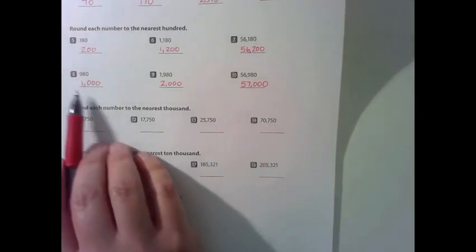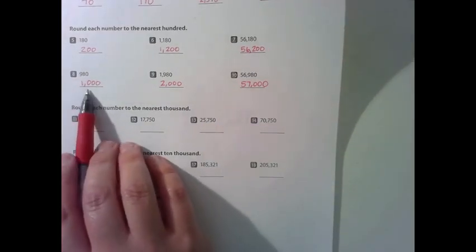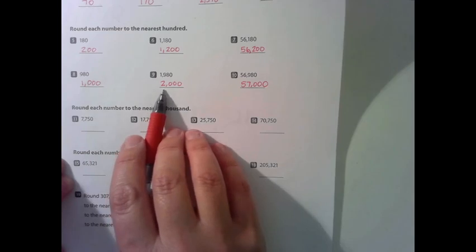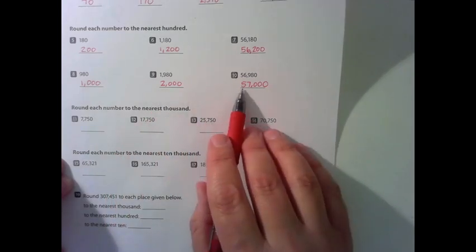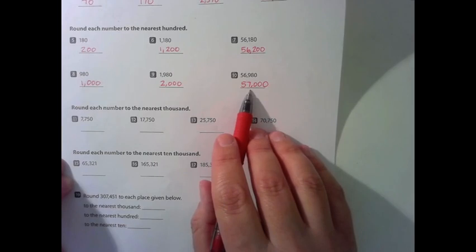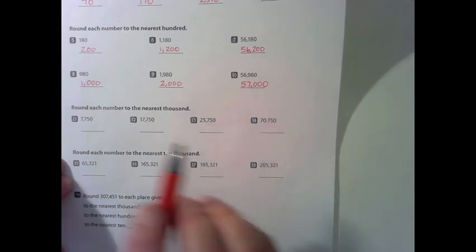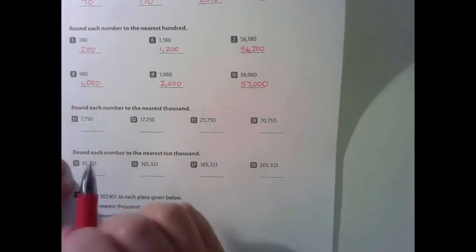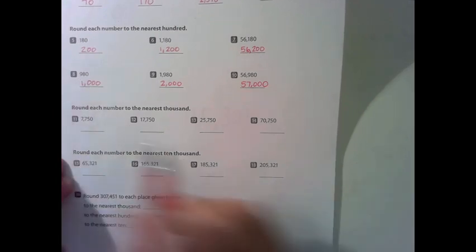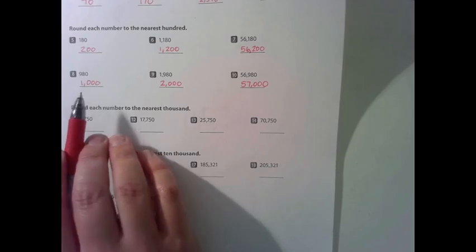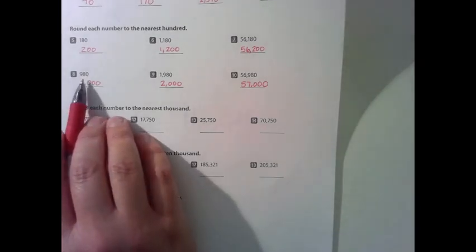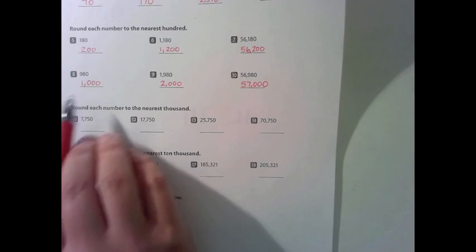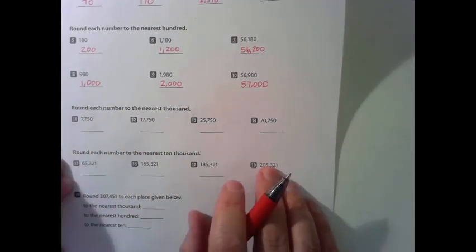So for number 8, the nearest 100 is 1,000. Number 9 was 2,000. Number 10 was 57,000. These are all maybe a little tricky because the hundreds digit was a 9, and we had to round up to the next 100, which is in the thousands, right? When we're looking at 980, that's closer to 1,000 than it is to 900. So that's why we're all moving up to the next 1,000 on those ones.